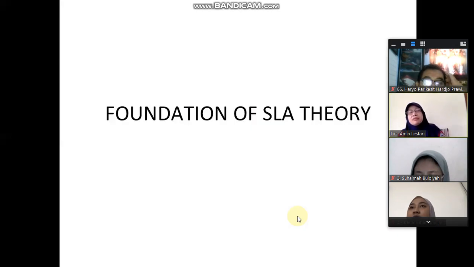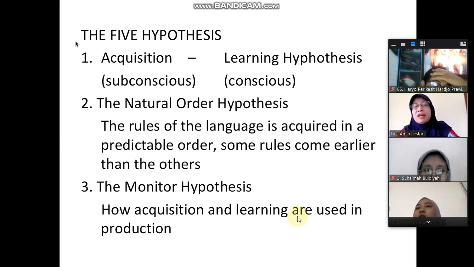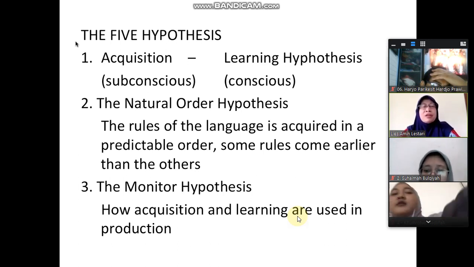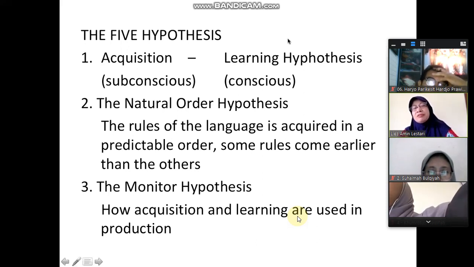Well, this is about the foundation of the SLA theory, and in the SLA theories, there are 5 hypotheses, but it has been added with some other hypotheses. The 5 hypotheses that is introduced by Krashen in 1983, there are 5. The first one is acquisition and learning hypothesis.